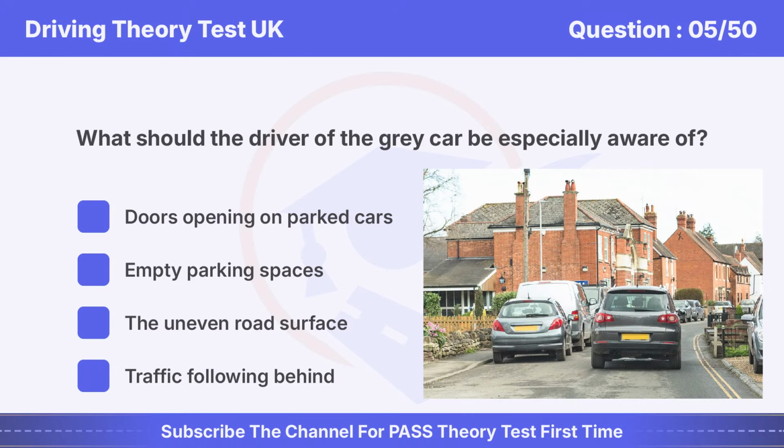Question 5. What should the driver of the grey car be especially aware of? Option A. Doors opening on parked cars. B. Empty parking spaces. C. The uneven road surface. D. Traffic following behind.